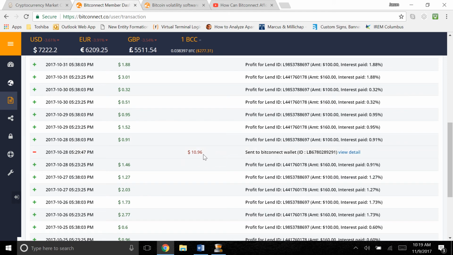So it took me 6 days to build up enough profit to reinvest at $10. Well, I did this wrong. Instead of clicking reinvest, I clicked new loan, and new loans have to be a minimum of $100. They only let you reinvest at $10. So I messed up, and that ended up being Bitcoin or BitConnect coin somehow. So I never got a chance to reinvest that money because I messed it up. All right.